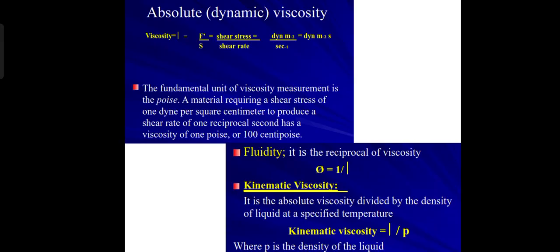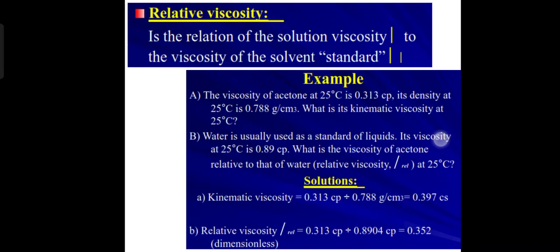And what is kinematic viscosity? Kinematic means something having motion or movement. It is the absolute viscosity divided by the density of the liquid at a specific temperature. So when you divide the dynamic or absolute viscosity by the density of that particular liquid, you get the kinematic viscosity. Okay, so that is all about the definitions.